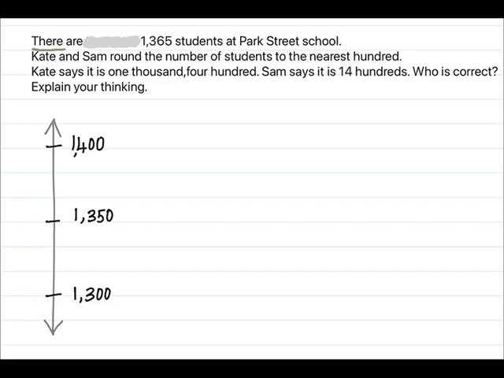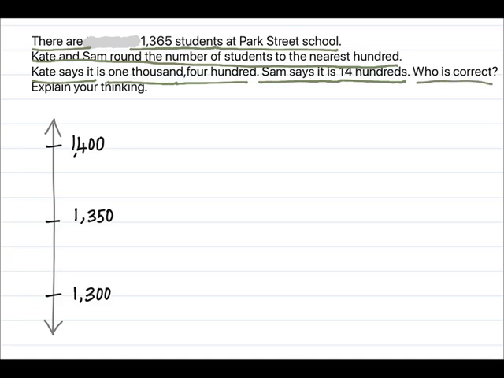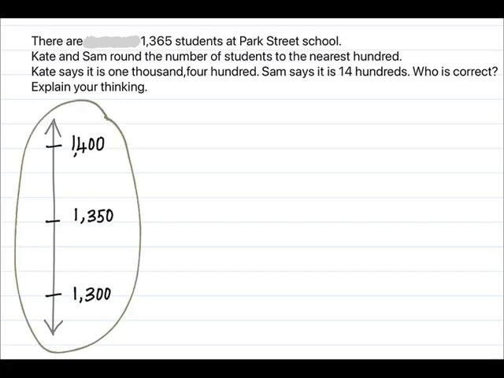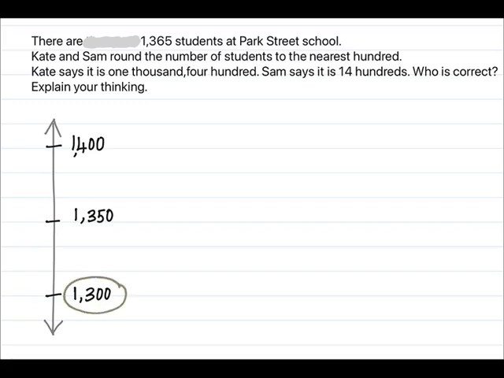The next question is, there are 1365 students at Park Street School. Kate and Sam round the number of students to the nearest hundred. Kate says it is 1400. Sam says it is 1400. Who is correct? Explain your thinking. For this question, we need a vertical number line to model our thinking, and we have also drawn two endpoints, 1300 and 1400, and the halfway point is 1350.